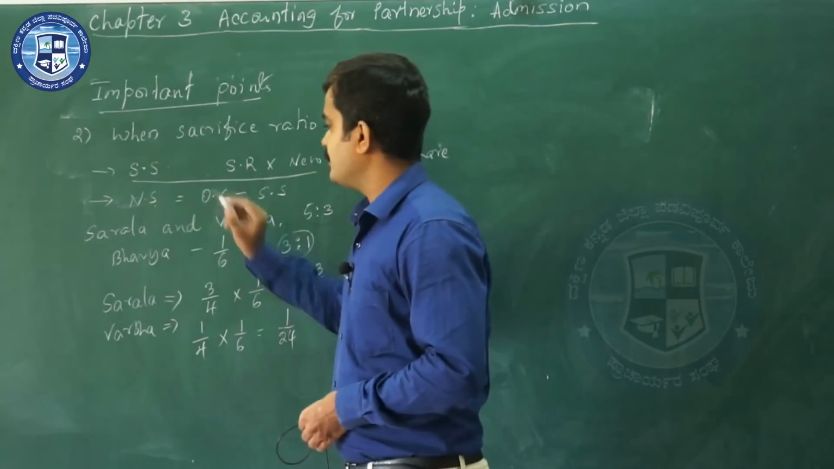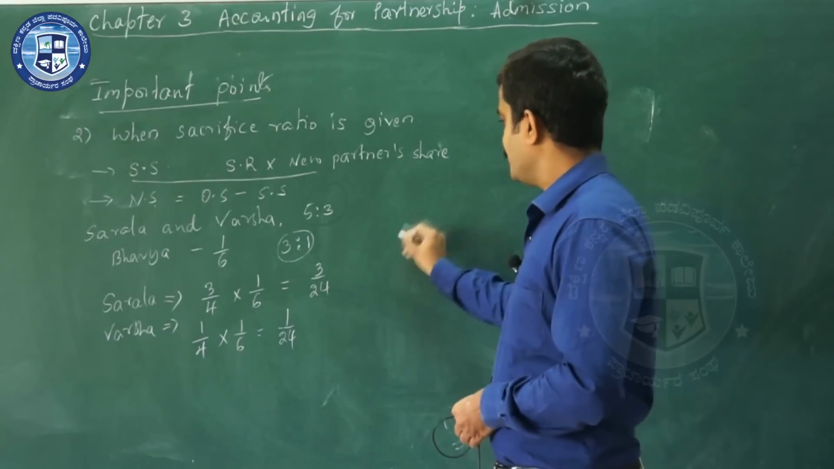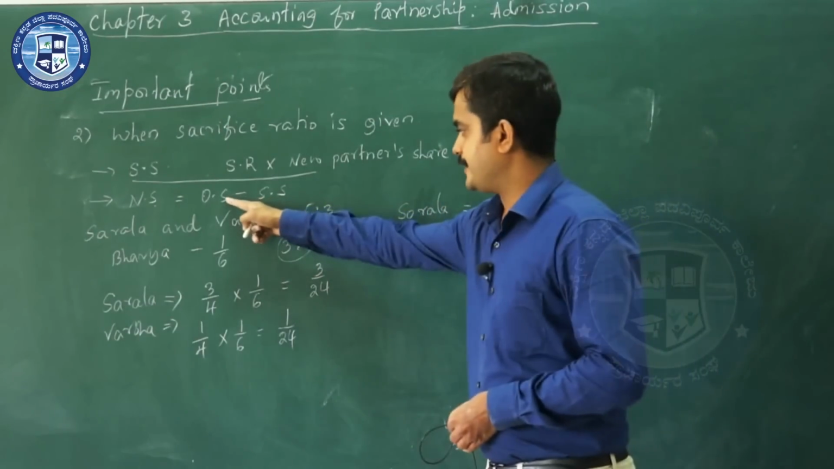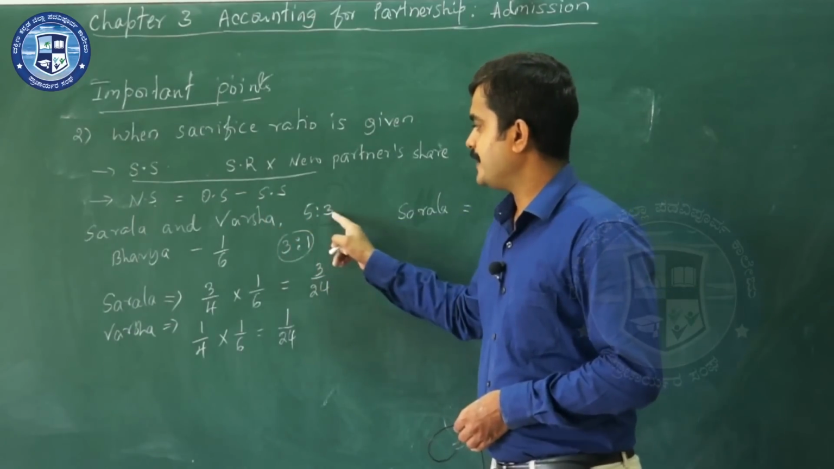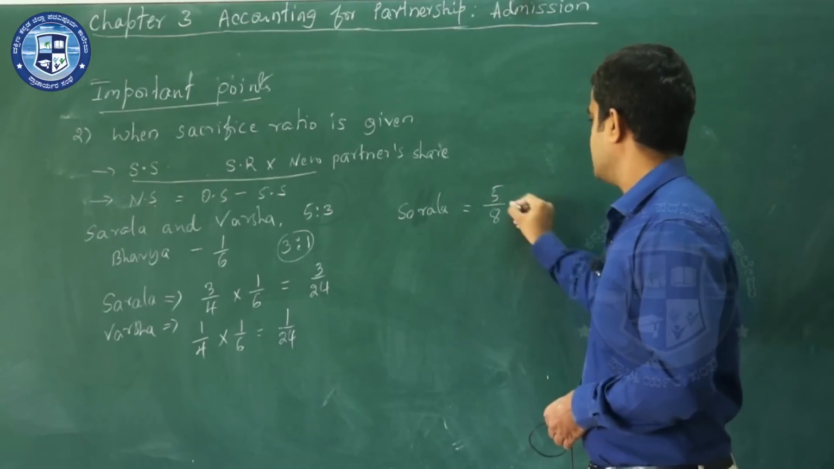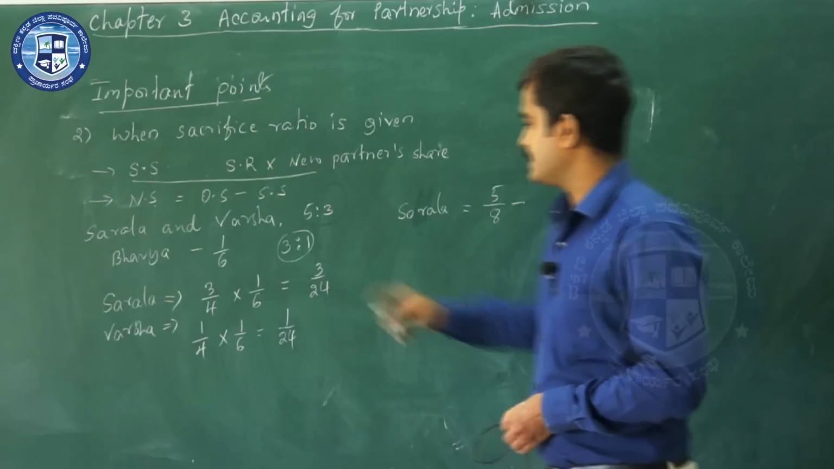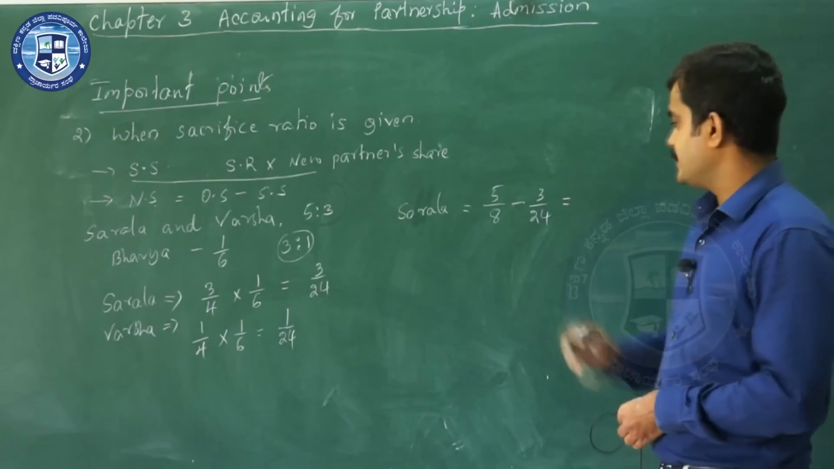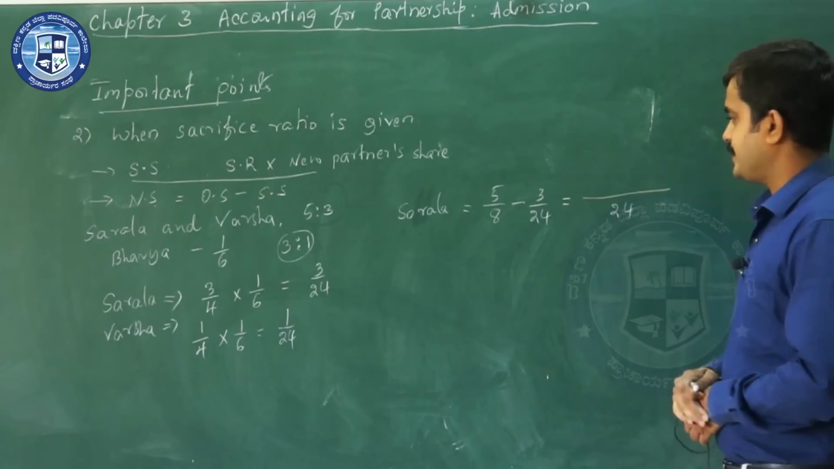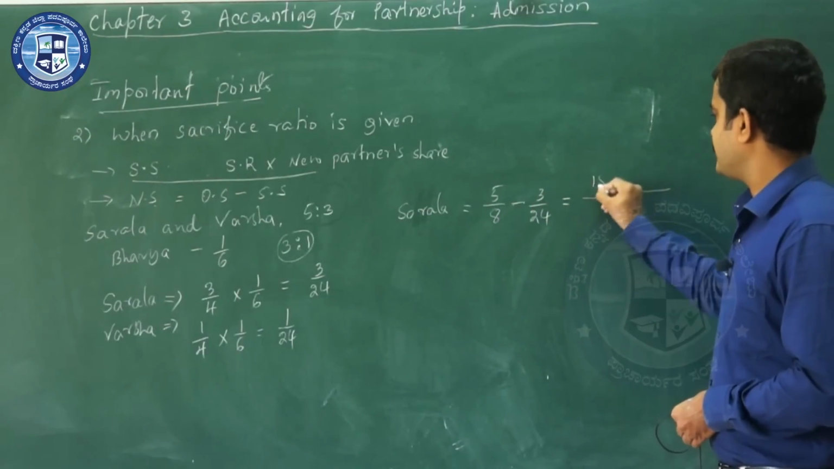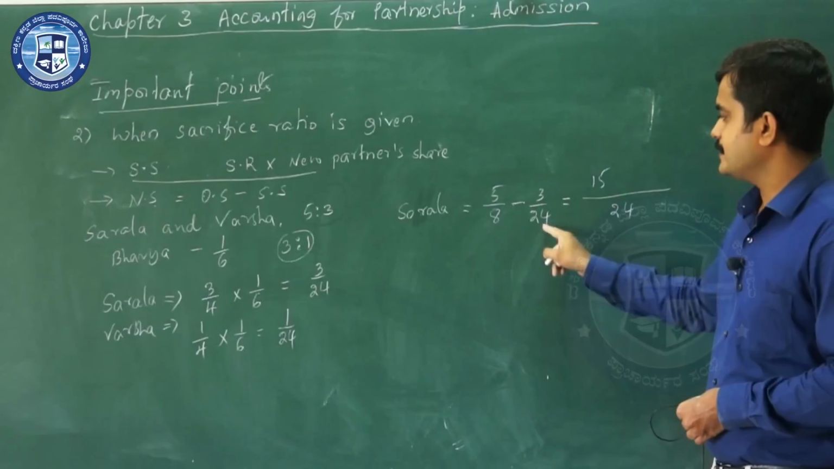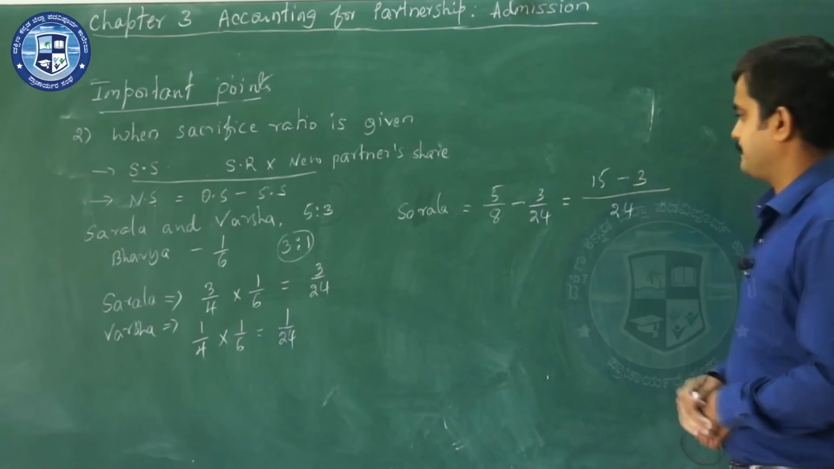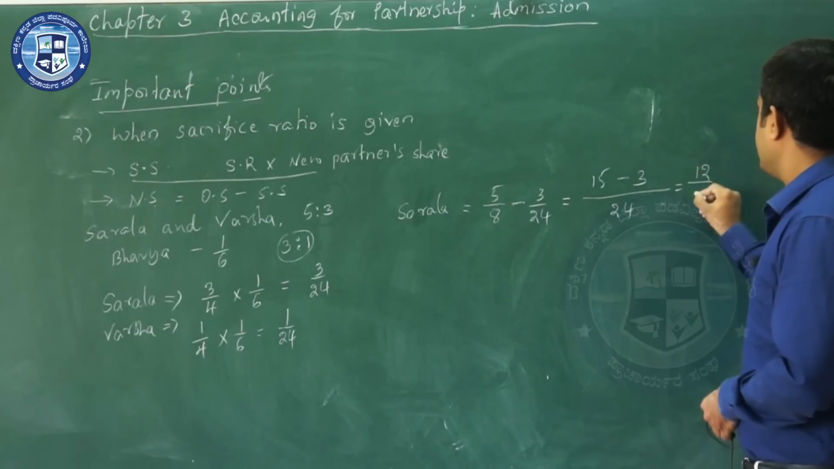Now we can calculate new share of Sarala and Varsha using that formula. So new share of Sarala will be old share. Old share of Sarala is 5/8 minus share sacrificed by Sarala, 3/24. Write the LCM, 24. So here 5/8 becomes 15/24. We have to multiply by 3 to make 8 into 24. So 3 eights are 24. 3 into 5 is 15, minus 3. So that is 12/24.